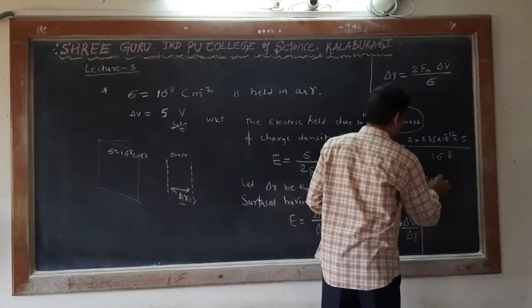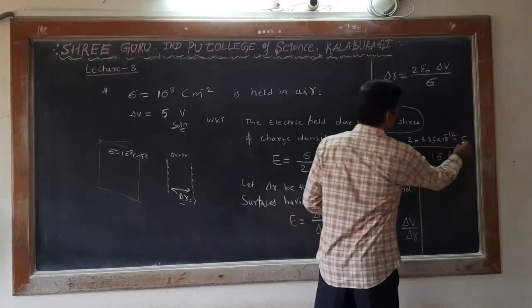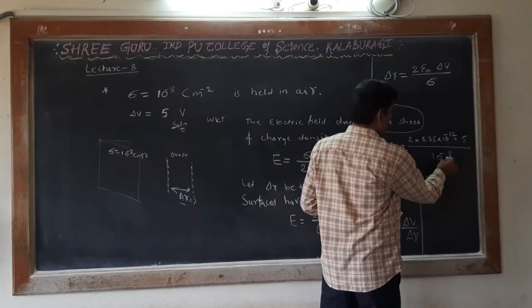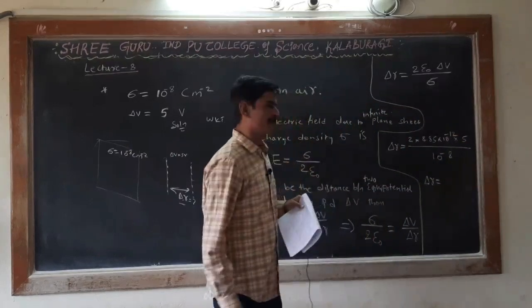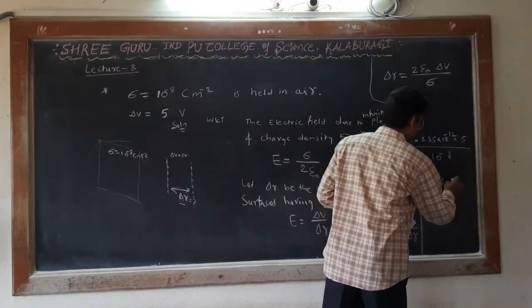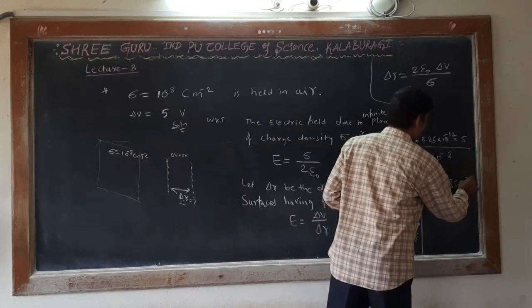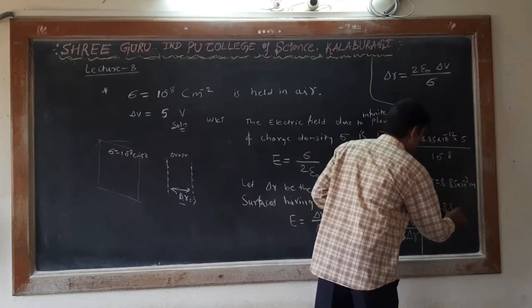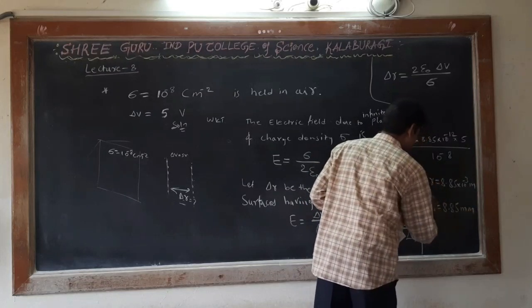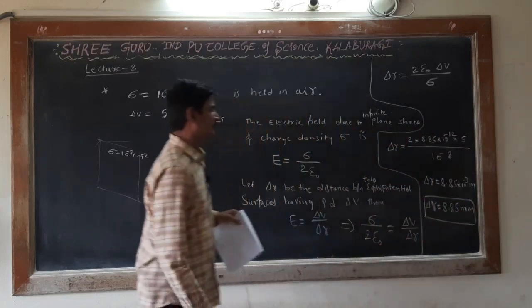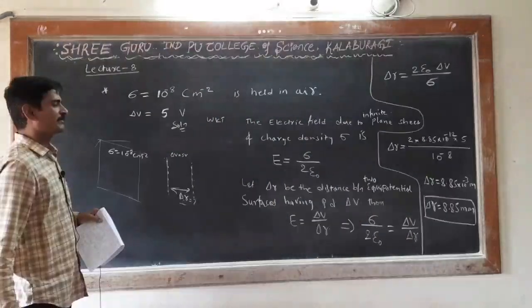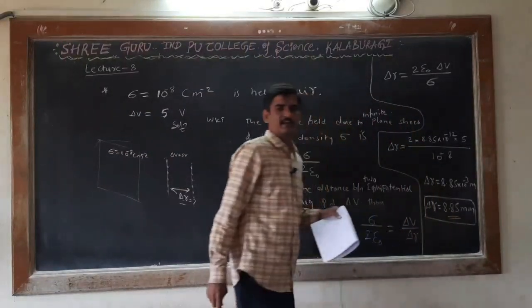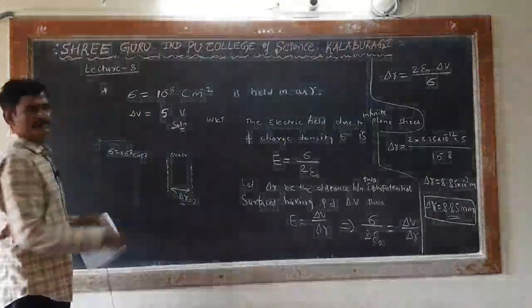So delta R is equal to, calculating 2 into 5 is 10, 10 to the power minus 12 gives 10 to the power minus 11, and 10 to the power minus 8 goes to the numerator as plus 8. So delta R is 8.85 into 10 to the power minus 3 meter, or 8.85 millimeter. So the distance between the two equipotential surfaces due to this plane sheet is 8.85 millimeter.